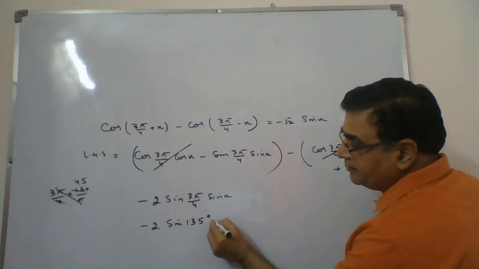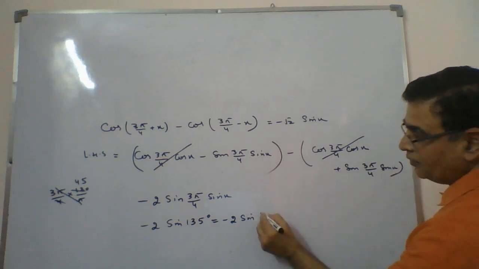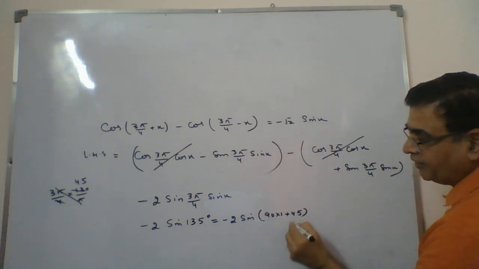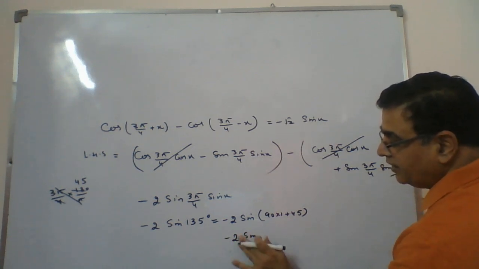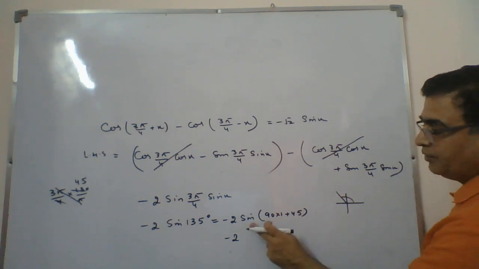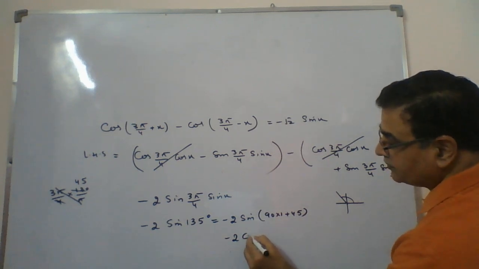And when it is minus 135, I'll write 2 sine. This will be 135, which means 90 plus 45, and then it will come out to be minus 2 sine. This is quadrant number 2. First we think about quadrant number 2. In quadrant number 2 sine is positive, but it's an odd multiple, so it will become cos.